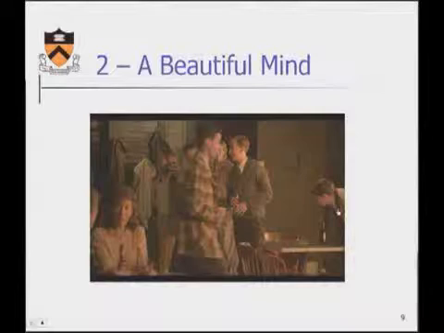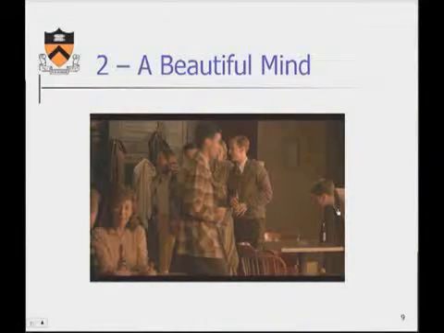So this is building up a little bit of relation with formal game theory. The second clip is the classic scene in the Nash biography movie, A Beautiful Mind, where supposedly Nash gets his idea for Nash equilibrium.